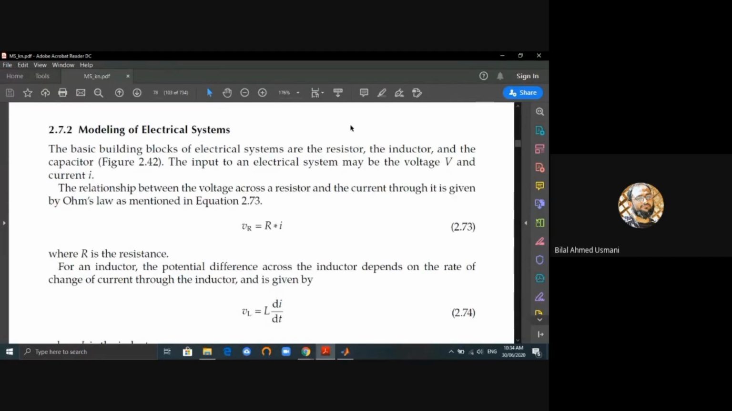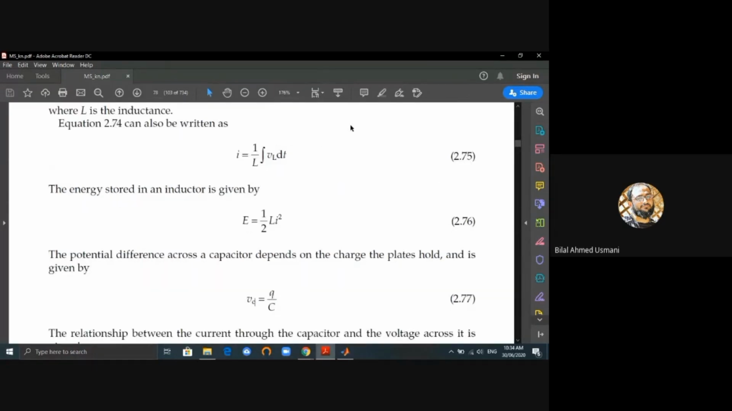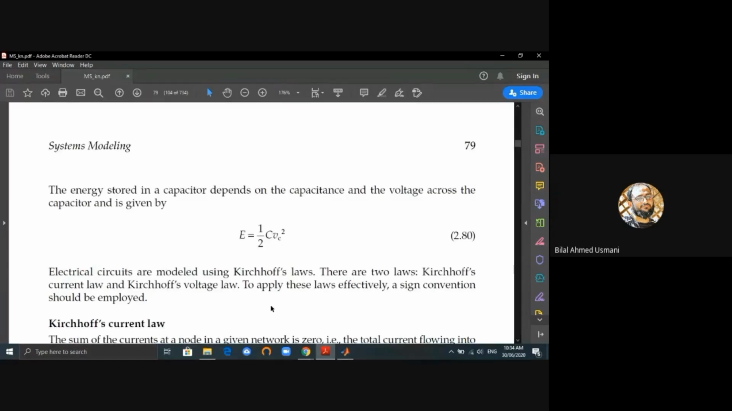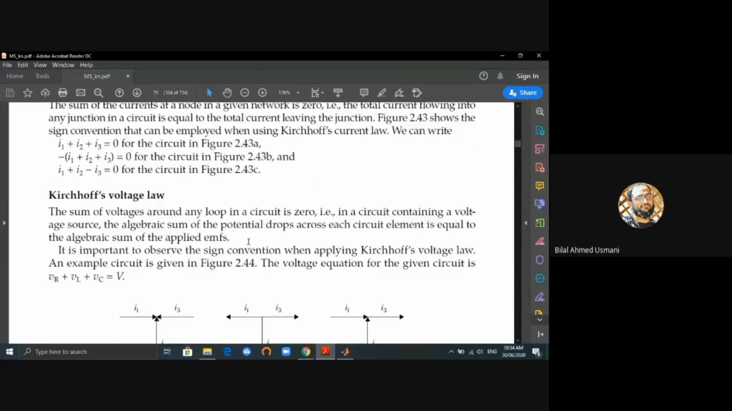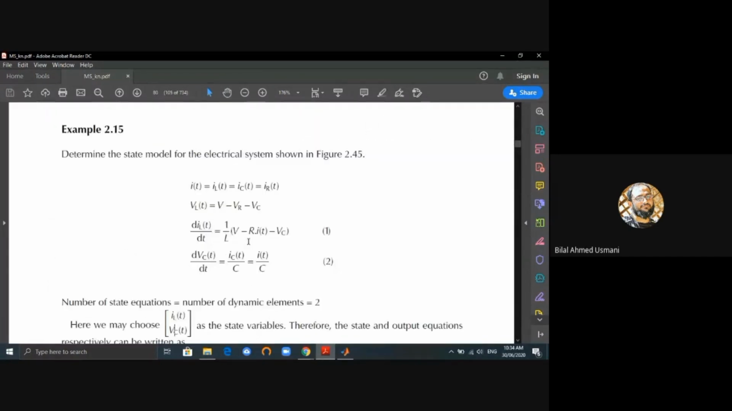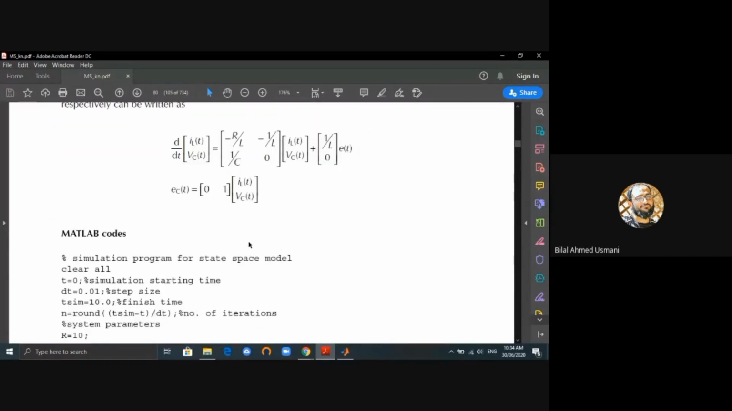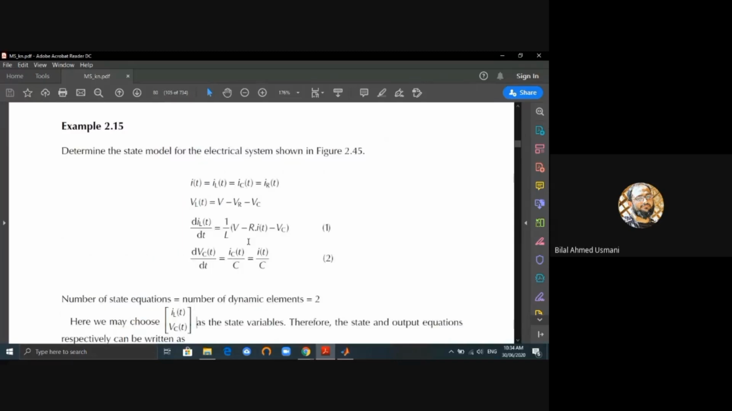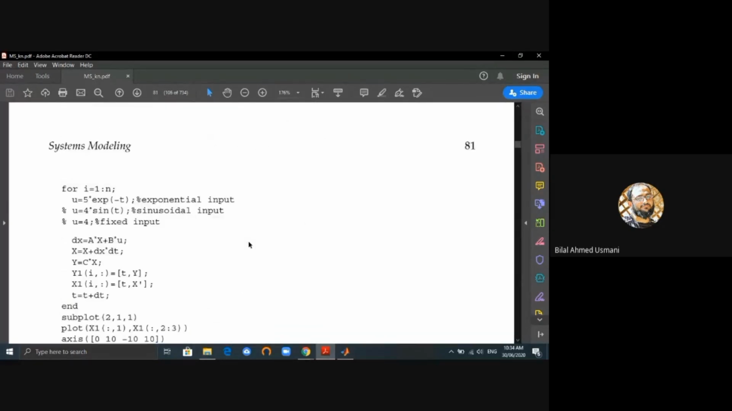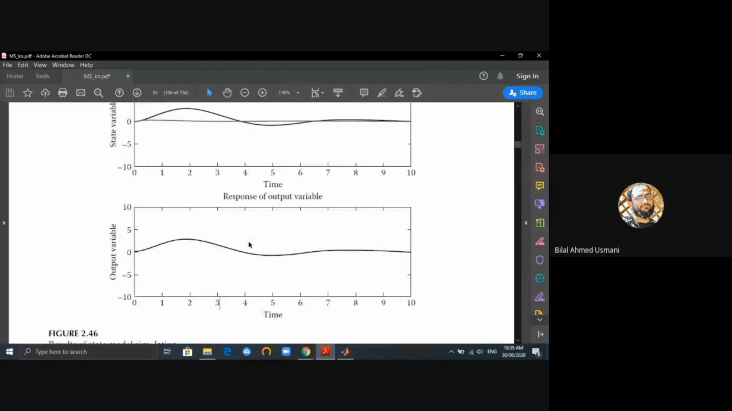You know Ohm's law, you have the RLC circuit, you know the potential energy, voltage is the rate of flow of charge or the potential difference, and energy, they follow the same principle. What was Kirchhoff's voltage law and current law? You can solve the system using MATLAB using those types of systems, and you can always generate some plots.